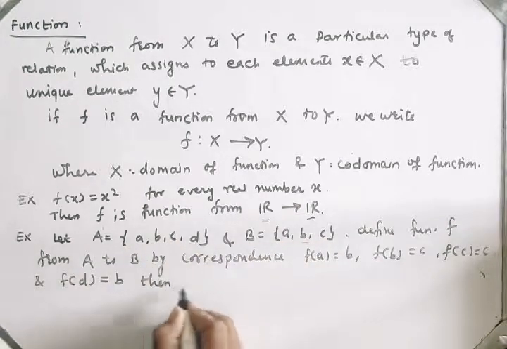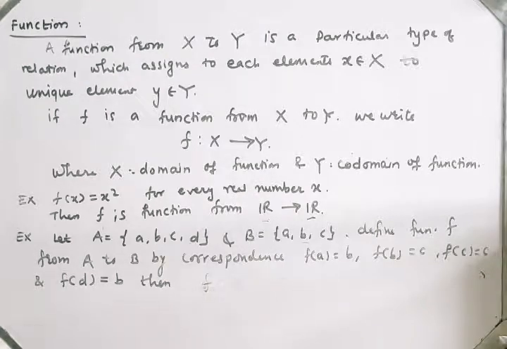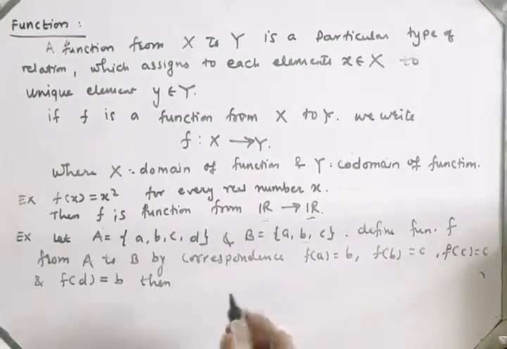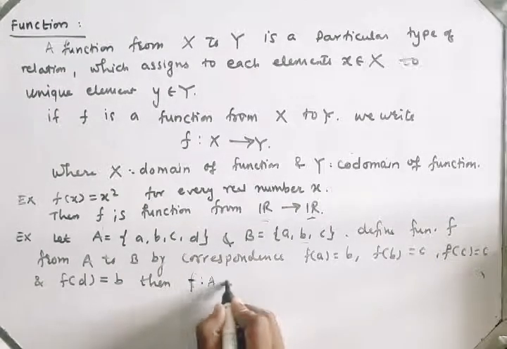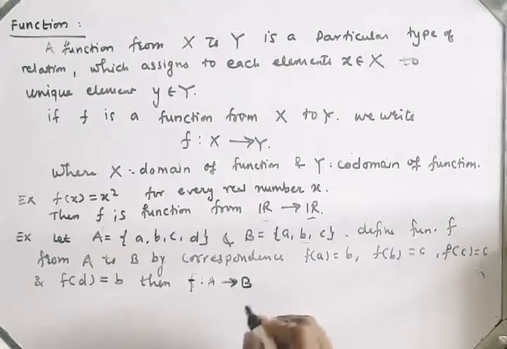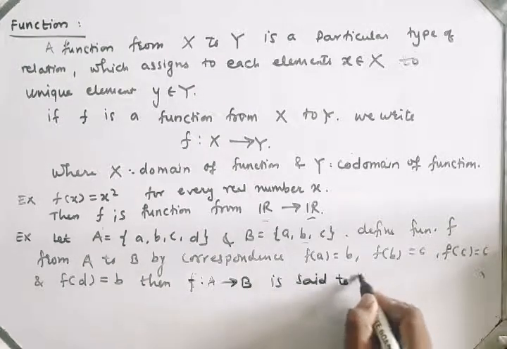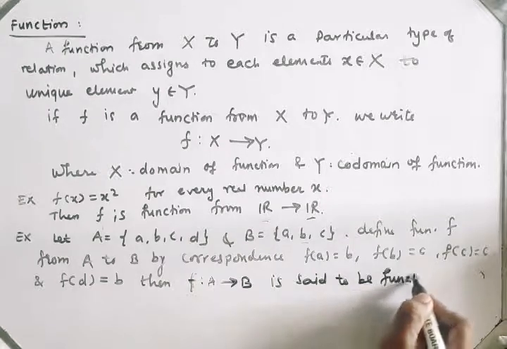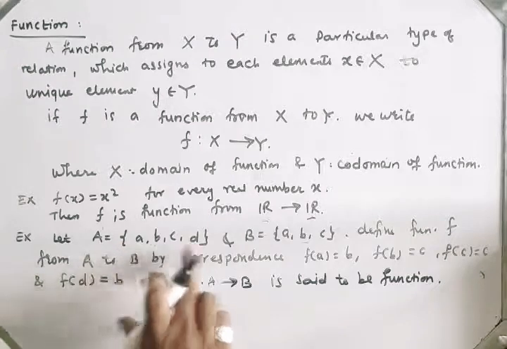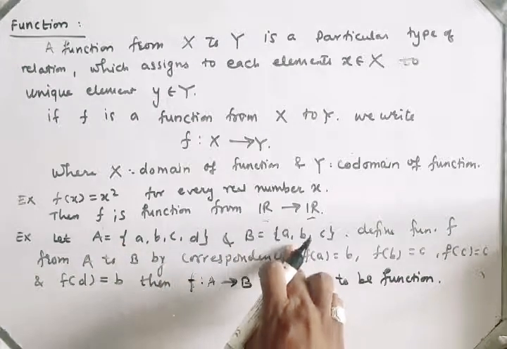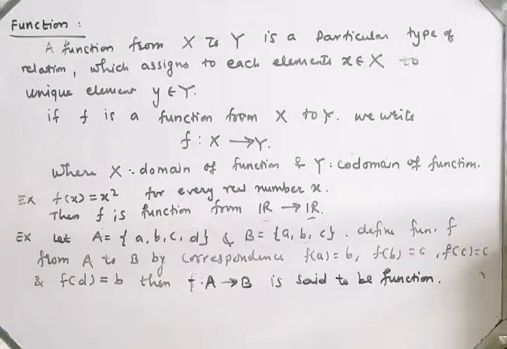So f from A to B is said to be a function, because every value in set A is assigned a unique value in B. So f from A to B is said to be a function.